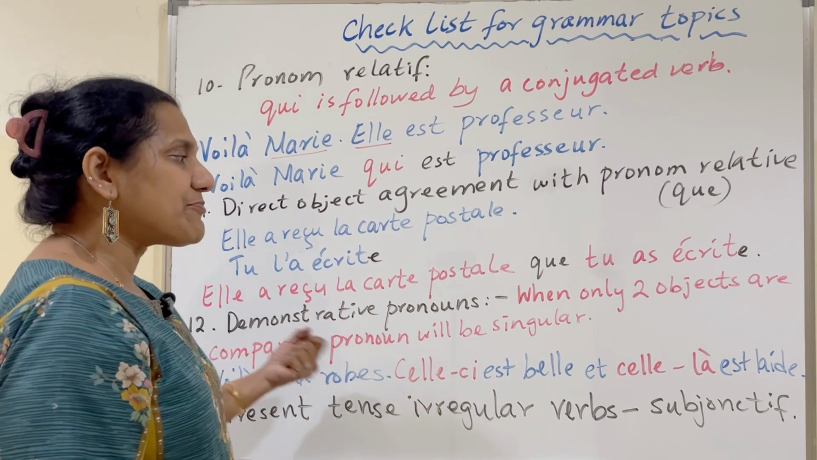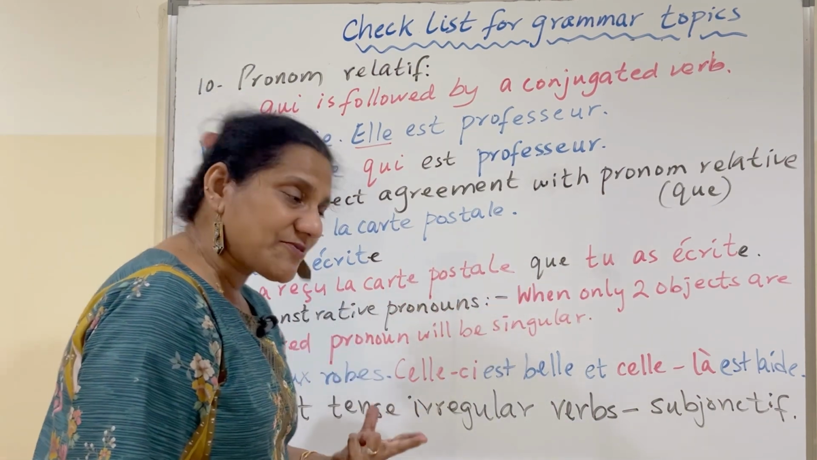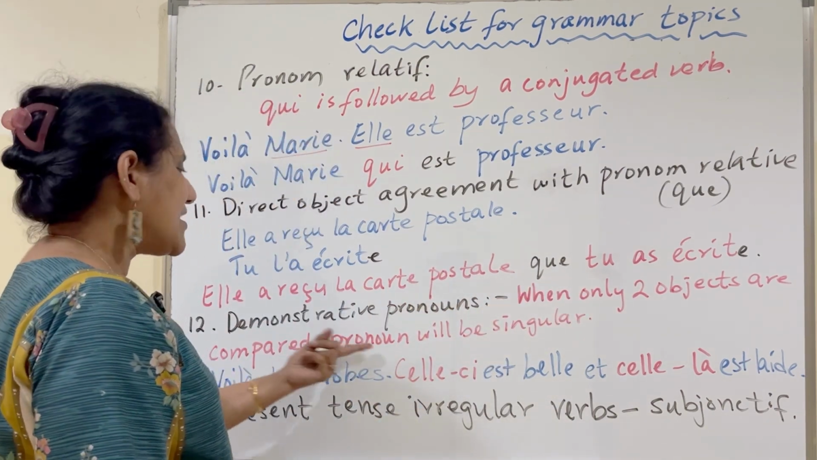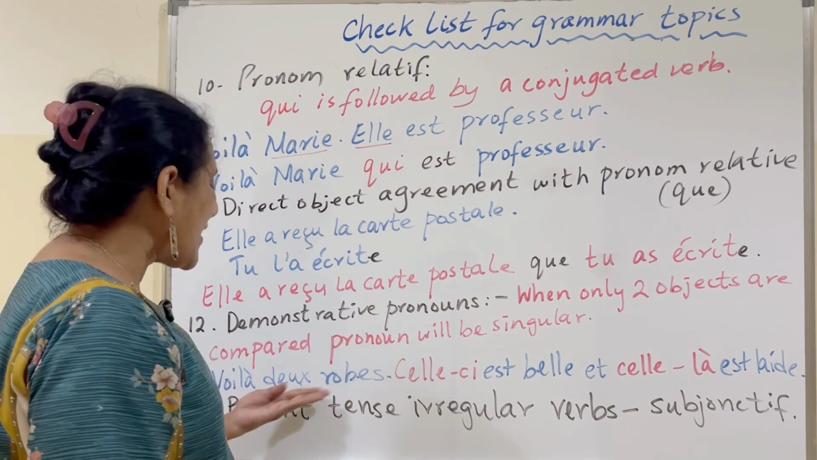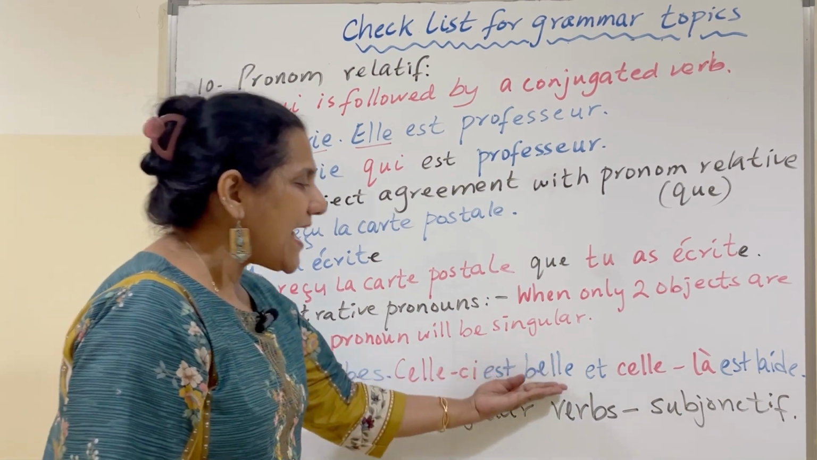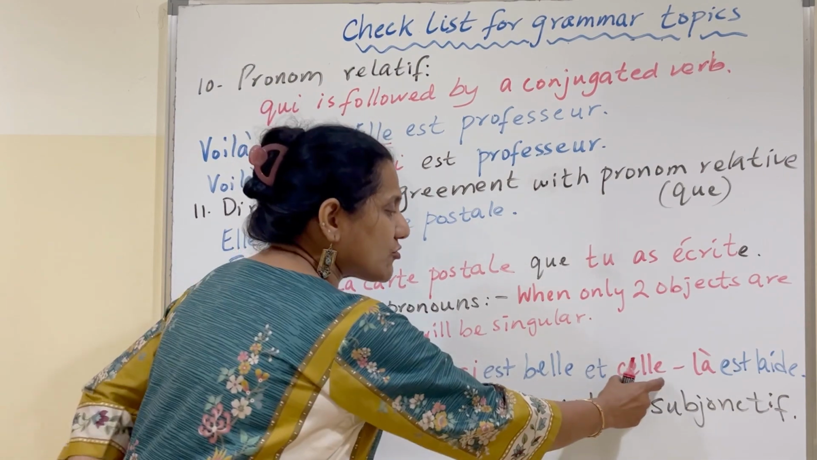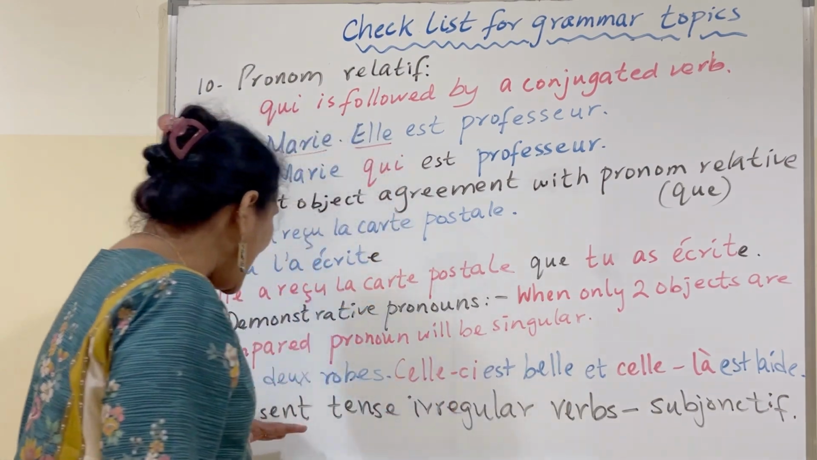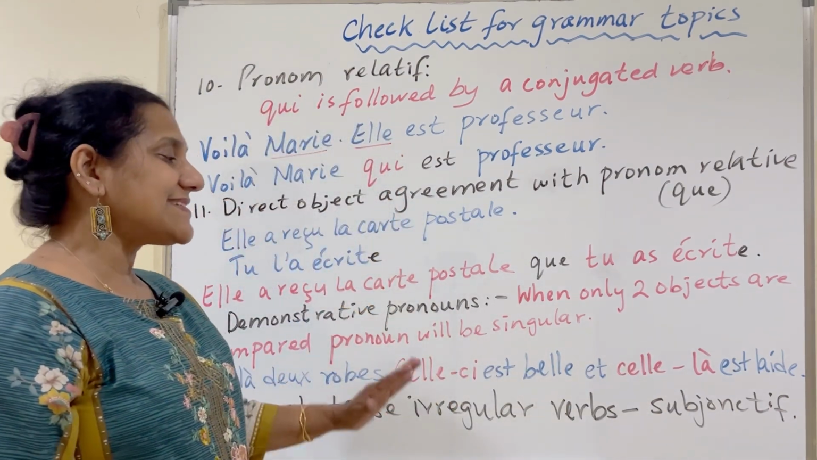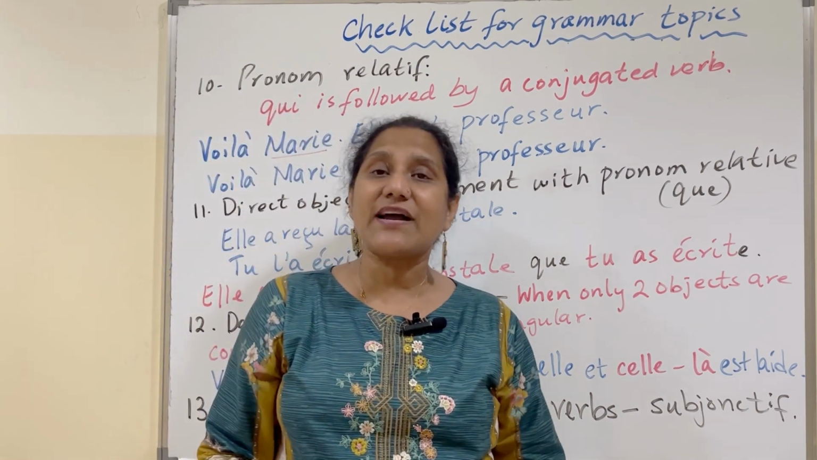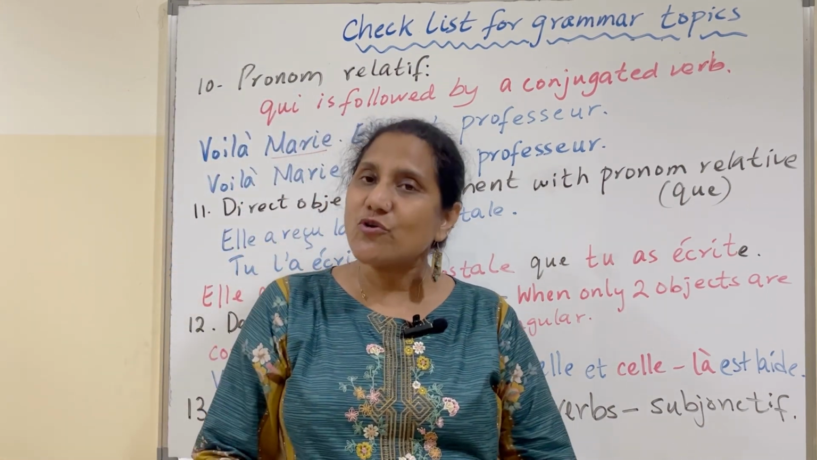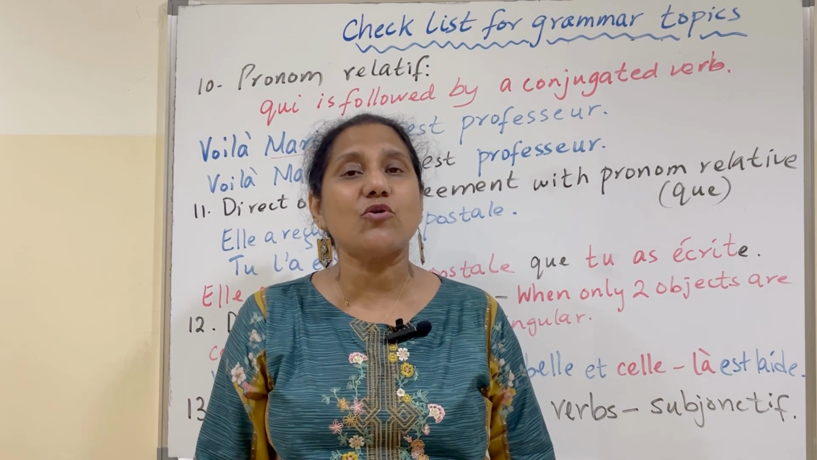And in demonstrative pronouns, when there are only two objects which we are comparing, use only singular. For example, voilà deux robes, celle-ci est belle et celle-là est laide. Here we don't use the plural form. And make sure you learn your present tense irregular verbs because it's required for the subjunctive. If you don't know the irregular conjugations, it will go wrong.